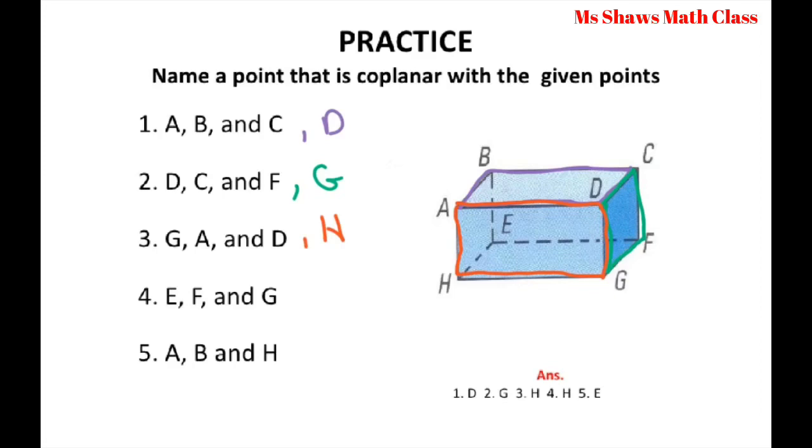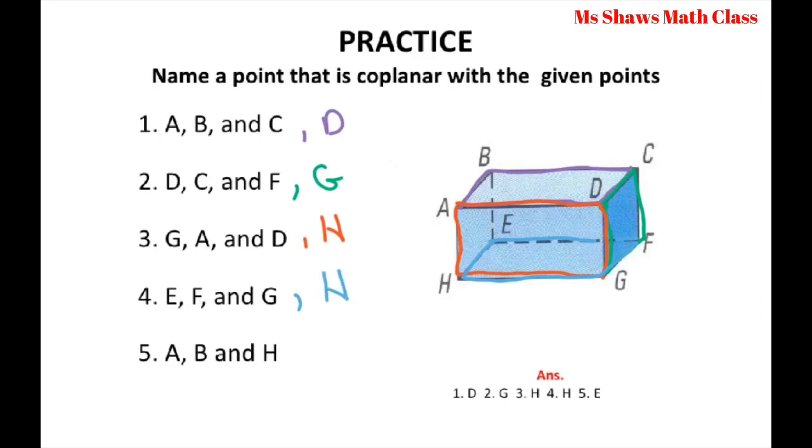E, F, and G. This is the bottom part of the box. So the one that's missing is H.